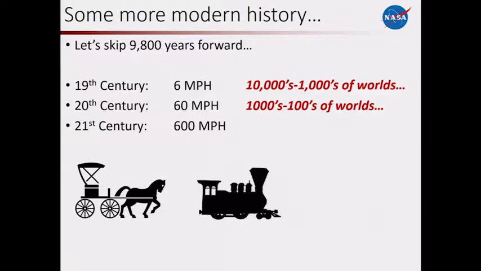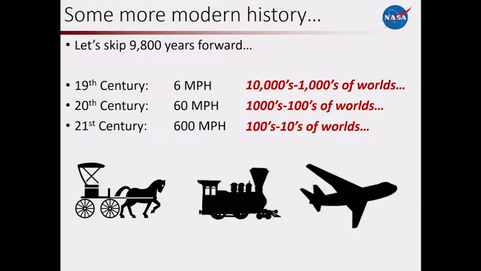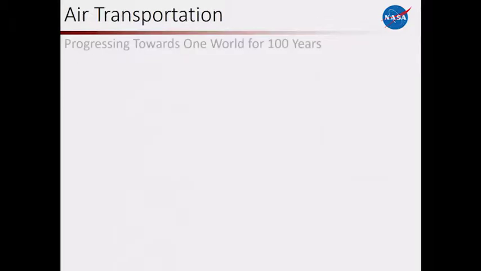21st century, 600 miles an hour. Can anyone take a wild guess what that would be? Planes, right? So now we've gone from hundreds of individual worlds down to tens of worlds. The big takeaway from this is air transportation progressing towards this unified one world for 100 years.